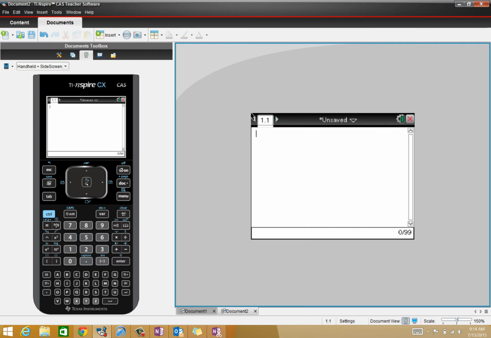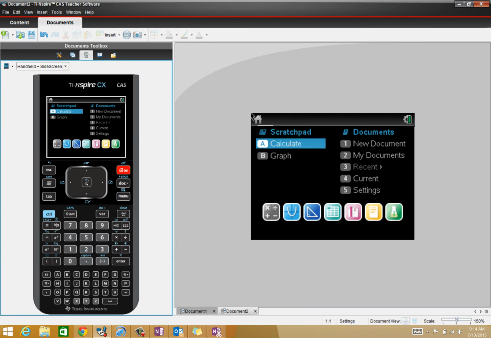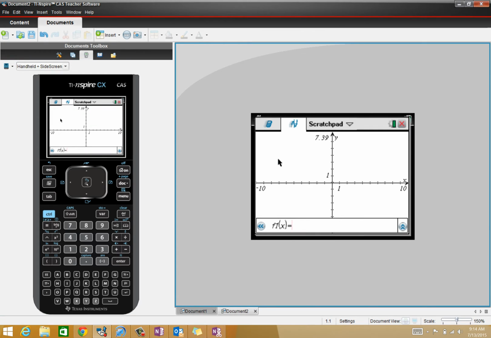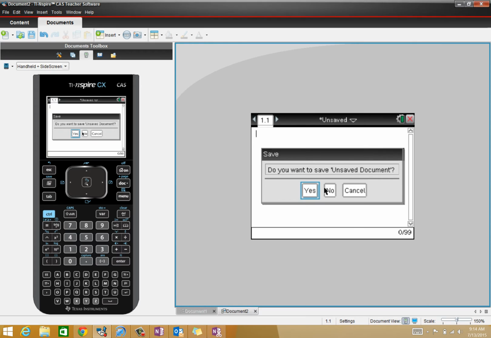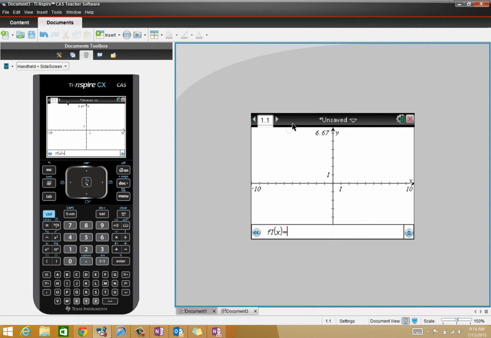Yes. That's right. Exactly. Calculate. Now, look. We go to the home screen and we go to graph. Now, I don't want this scratch pad business though. I want to go to new document and I want to add graph. Now, let's have a look.